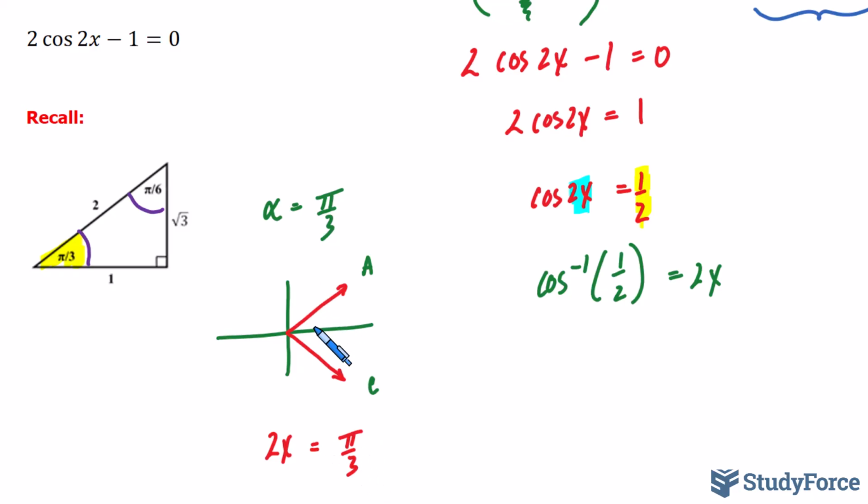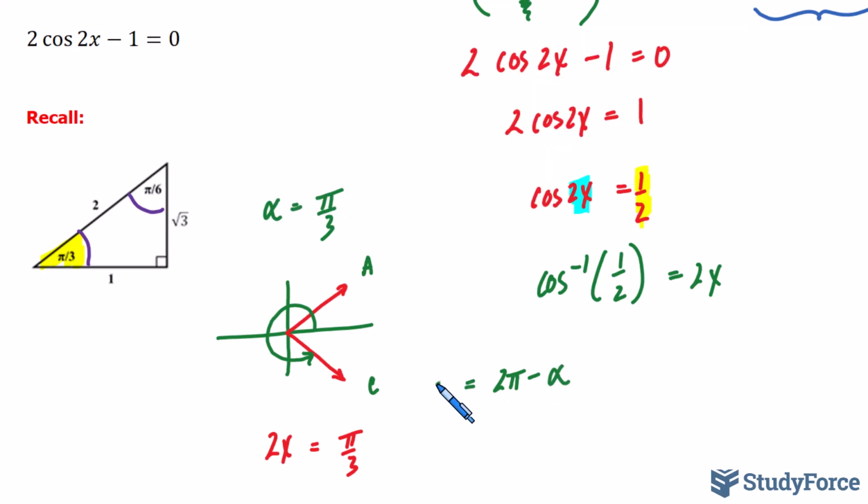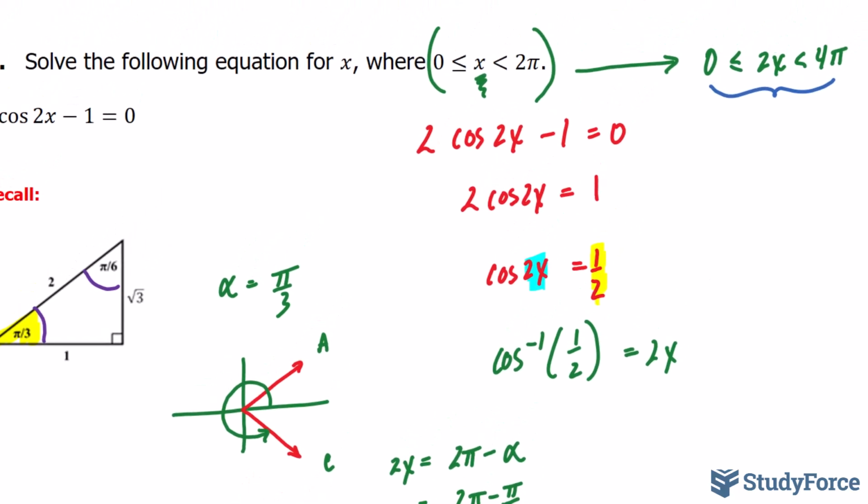Now, we also have this terminal side that's in the fourth quadrant, and when your terminal side's in the fourth quadrant, you can find that angle by taking 2 pi and subtracting from it your reference. So again, that's also equal to 2x, and our reference is pi over 3. So if we quickly subtract these two terms, we end up getting 5 pi over 3, and that's equal to 2x. Now remember, our adjusted domain is between 0 and 4 pi.